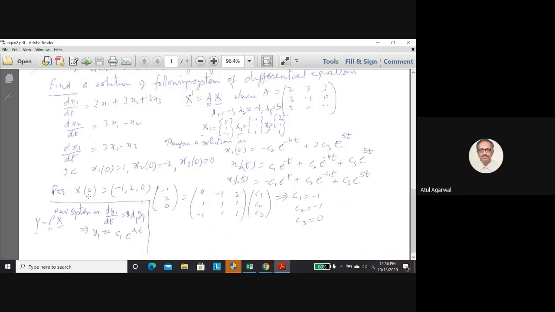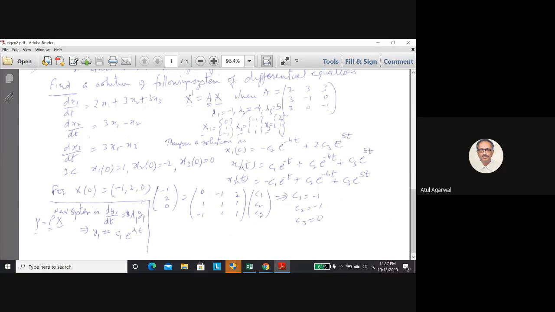Now you are given some initial condition. At time t equal to 0, your x1, x2, x3 were these. So you write here your x vector, and you know these values at t equal to 0. So you have to solve for these constants, coefficients. Okay, so you write it in a matrix form.